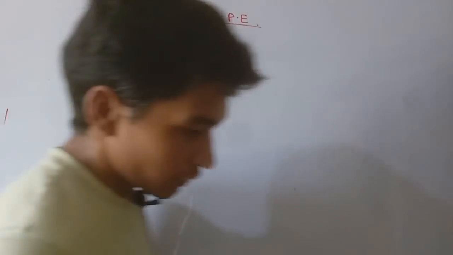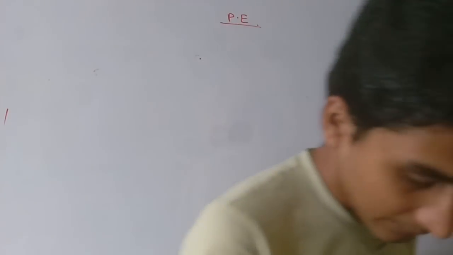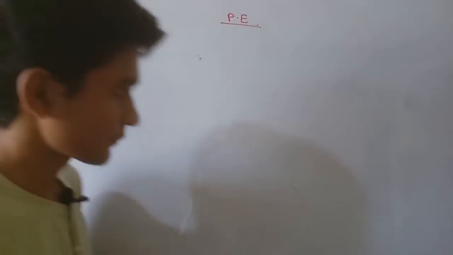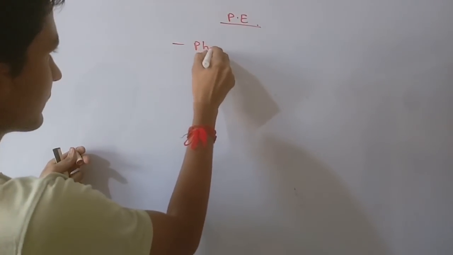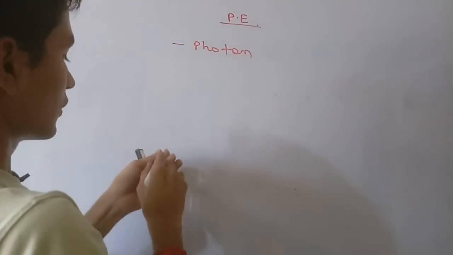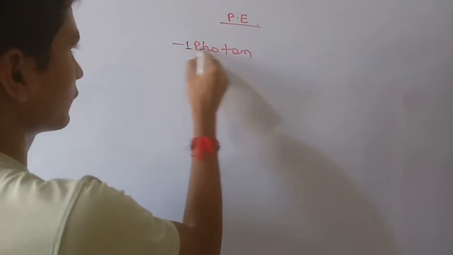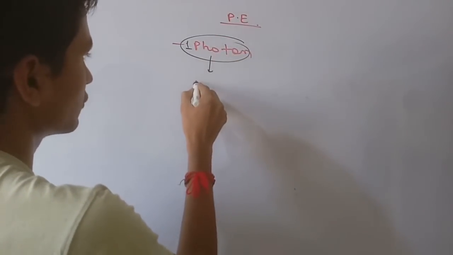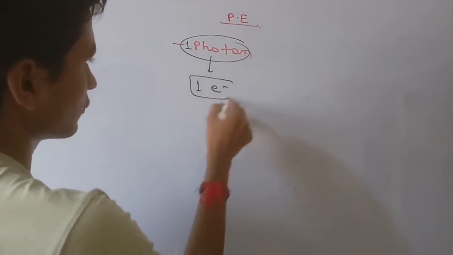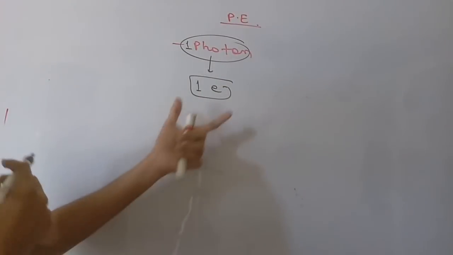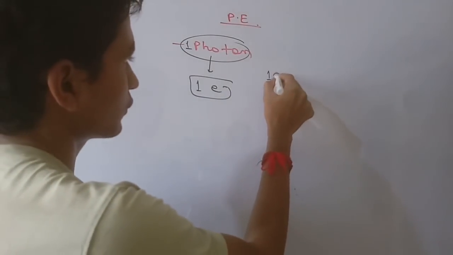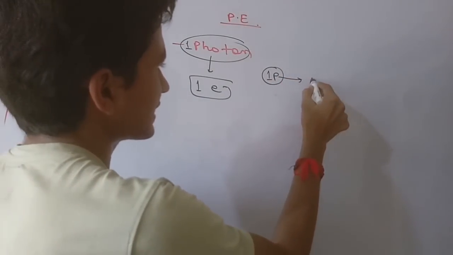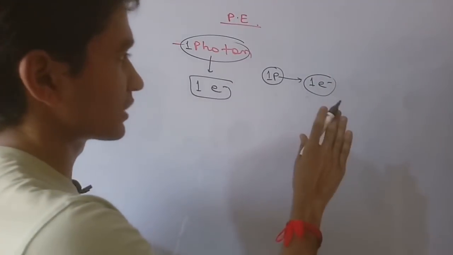Okay, now we are going to discuss some questions upon this. You will get one more thing: 2 important points about photons. One photon can provide energy to only one electron. One photon can collide with one electron and supply its energy to only one electron. It means one photon can supply energy to only one electron, not more than that.